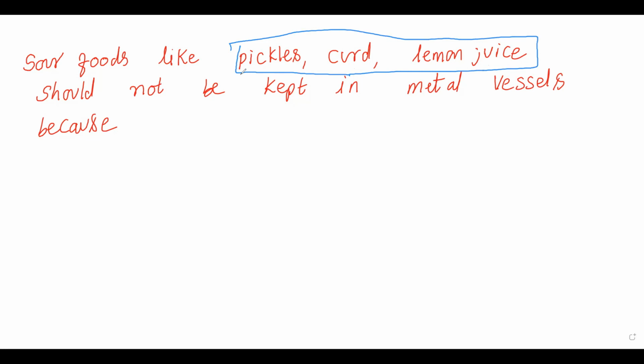Why? Because these food substances contain acid in them, and when you preserve them in metal vessels, the acid will react with metal and produce poisonous compounds, and the food may get poisonous. That's the reason we generally preserve these food substances in glass bottles.